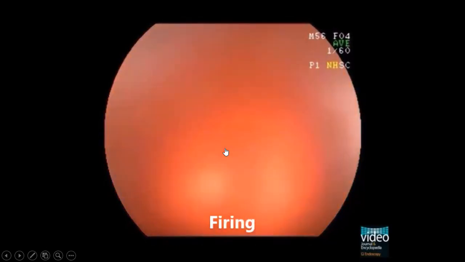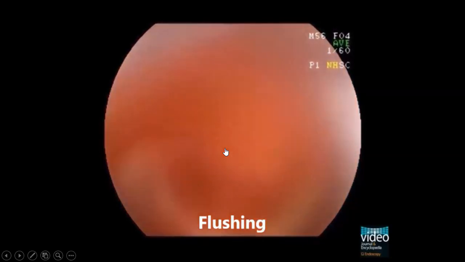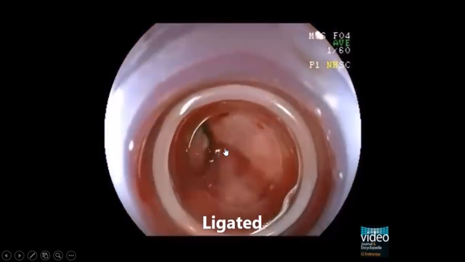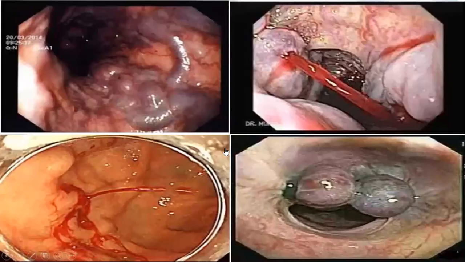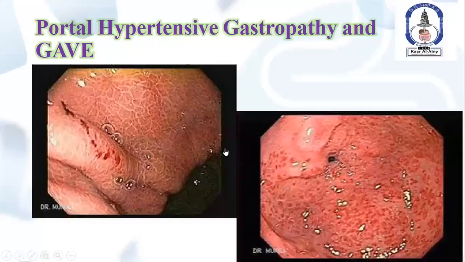We suck the varix inside it, and then we fire the band to surround it, and then we start to flush to make sure that the bleeding has stopped and the band is fired in the appropriate place. So we can see now in the upper left picture the large varices, and in the upper right picture there is a spurter. There is another spurter on the lower left, and the band applied in the lower right picture.